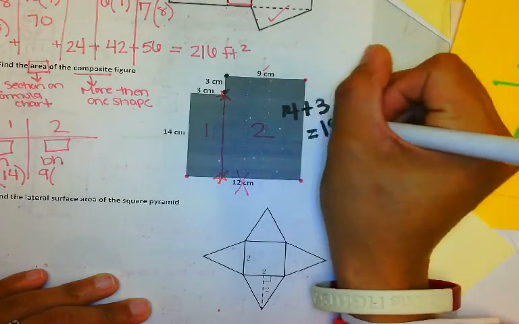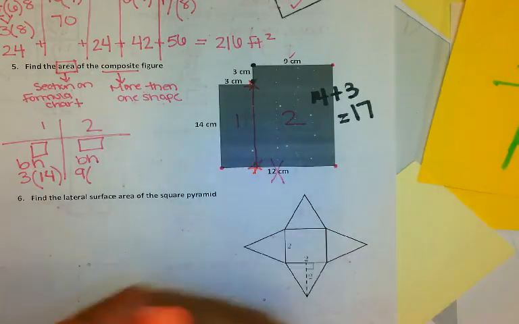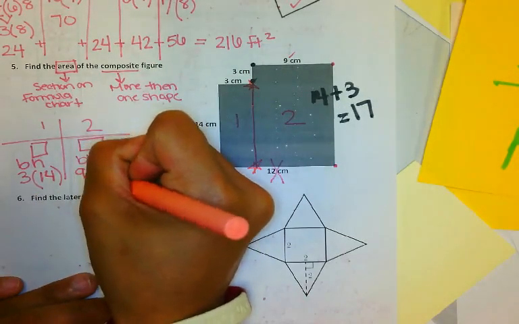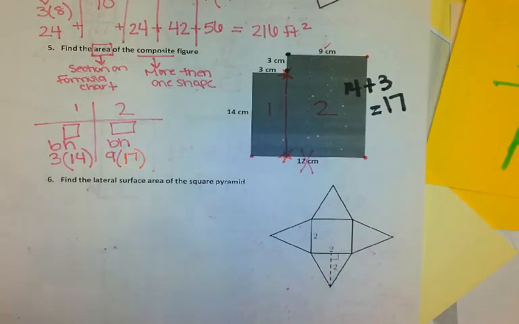And we're going to get 17. So 17 is my actual height. Okay? And then we're going to find our answer. So pause the video, see if you can find the answer.